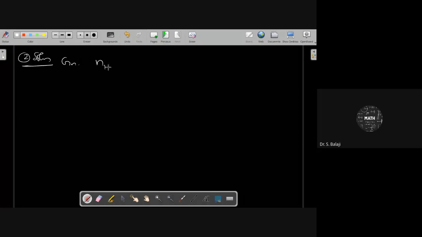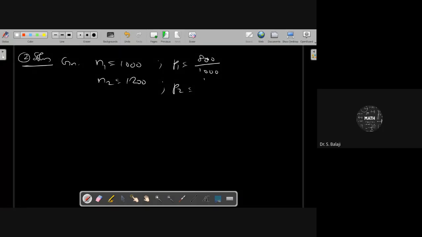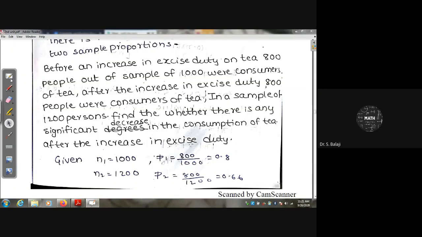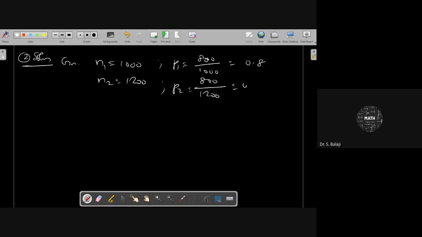Given N1 is 1000 and N2 is 1200. Correspondingly, P1 can be got by 800 by 1000, and P2 can be got by 800 by 1200. Therefore your answers will be 0.8 and the other answer will be 0.66.